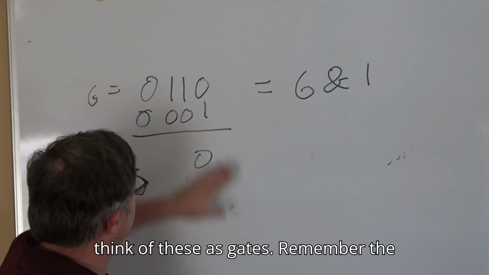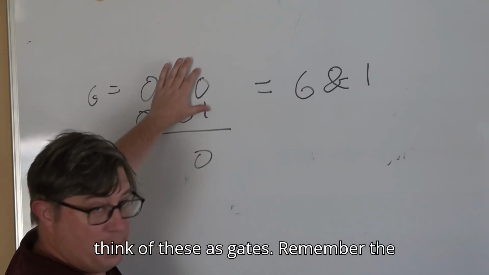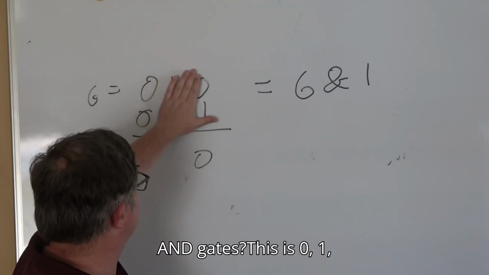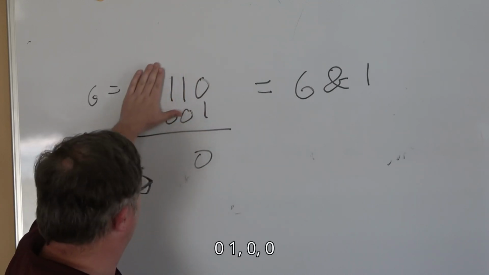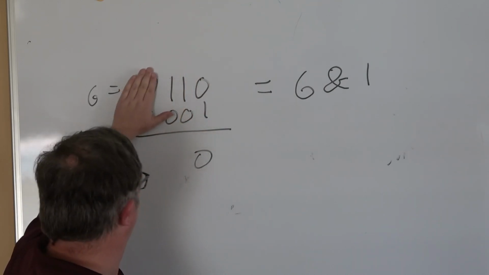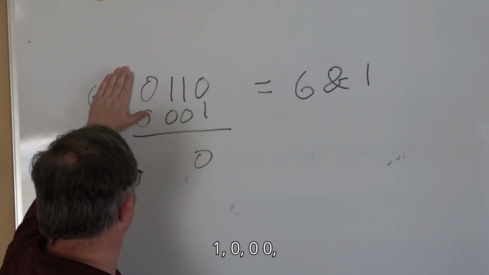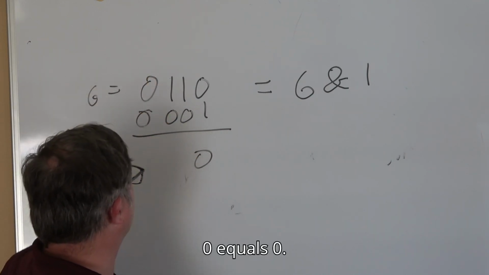So think of these as gates. Remember the AND gates? This is 0 1 1 0, and 0 0 0 1, which gives 0 0 0 0, equals 0.